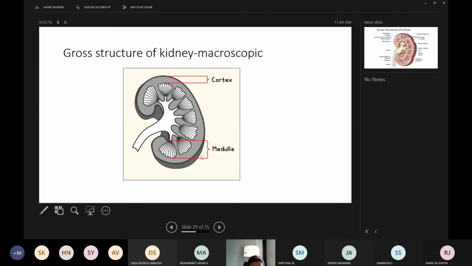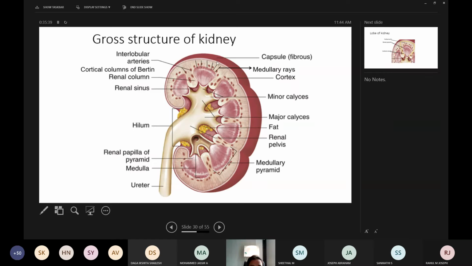Cortex is very thin. The medulla is occupied by the conical or pyramidal structures, which are called renal pyramids. The cortex occupies the outer 1/3 of the kidney. Inner 2/3 is occupied by the medulla and the renal sinus. This is the renal sinus. Here, this is the cortex.